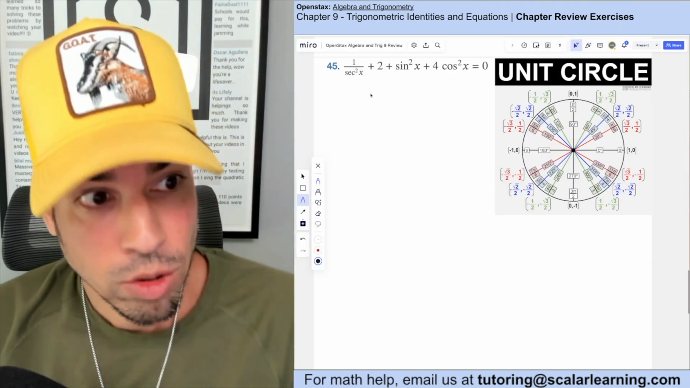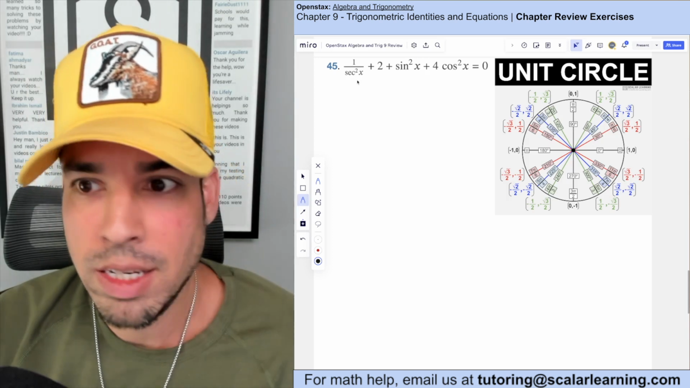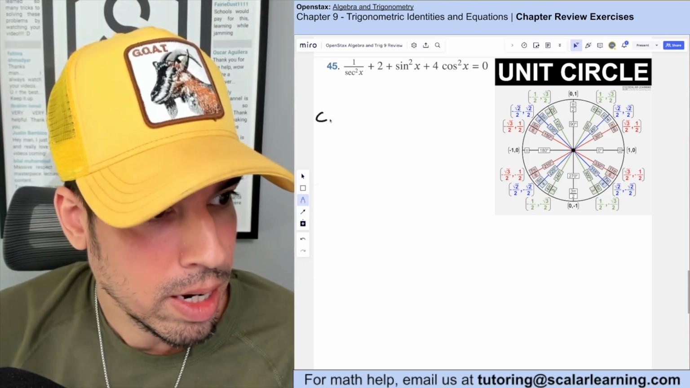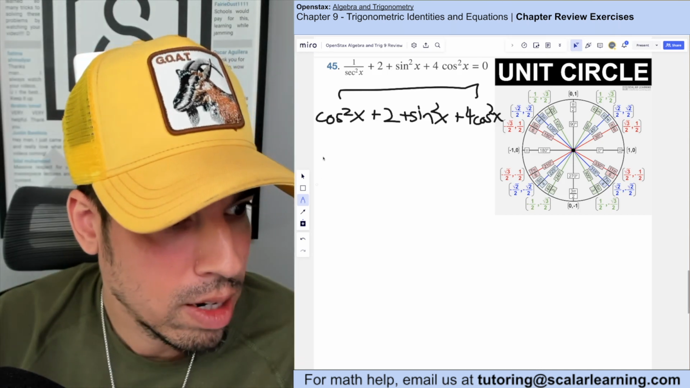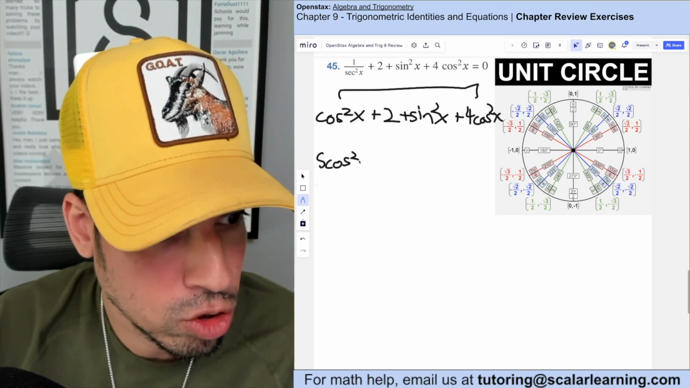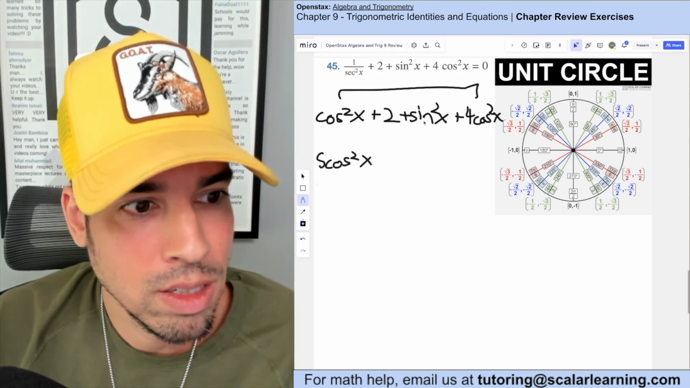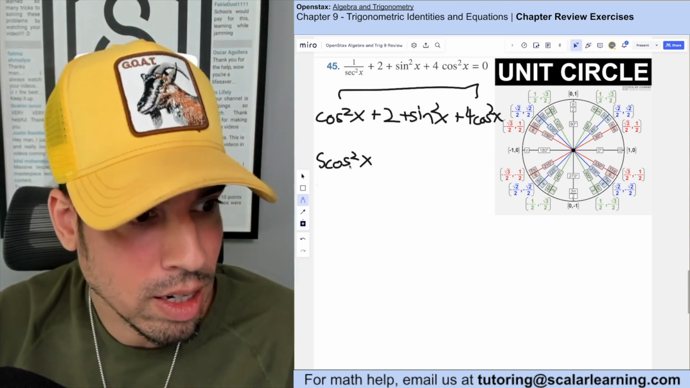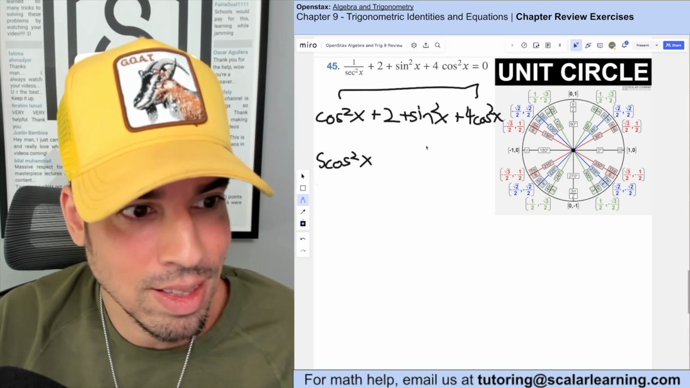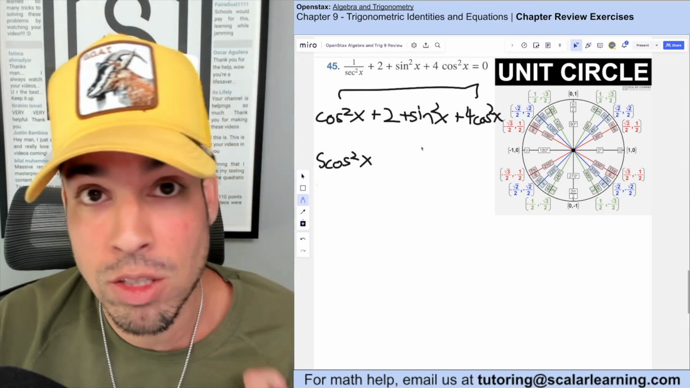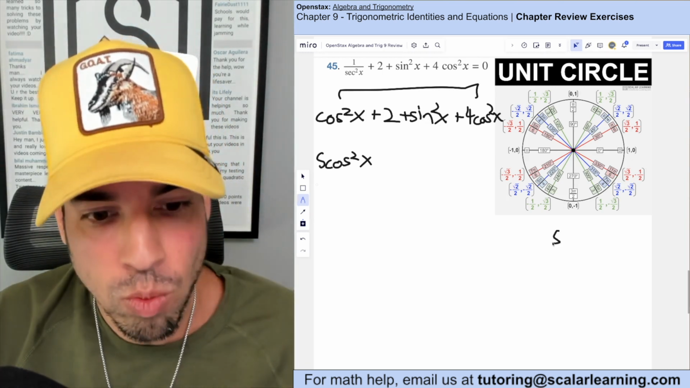Done. So for this one, it's important to note that 1 over secant squared x is the same as cosine squared x, which means I can now merge these together and make that 5 cosine squared x. And then I have this sine squared x. I don't like that because I got cosine and then I got sine. So I got two different things going on. So instead, I'm going to change sine squared x to 1 minus cosine squared. So where do I get that?